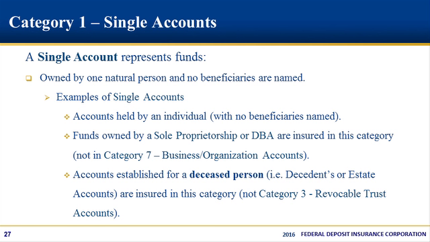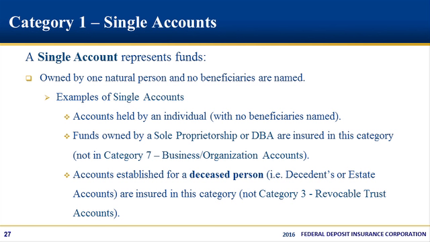In rare cases, a sole proprietorship or a DBA may be co-owned, for instance, by a husband and wife. If the owners have equal withdrawal rights from the account, then the account will likely be insured under Category 2 joint accounts, which we will discuss shortly.